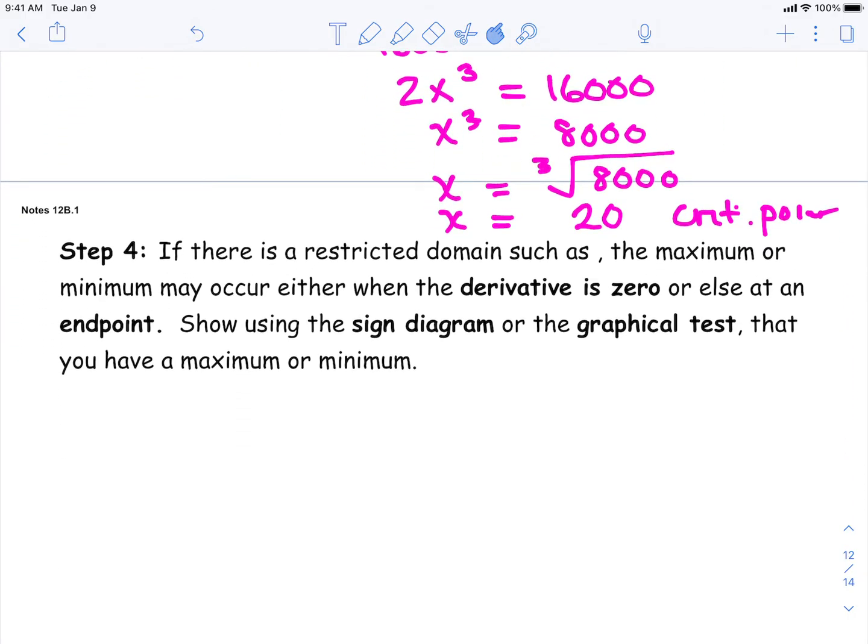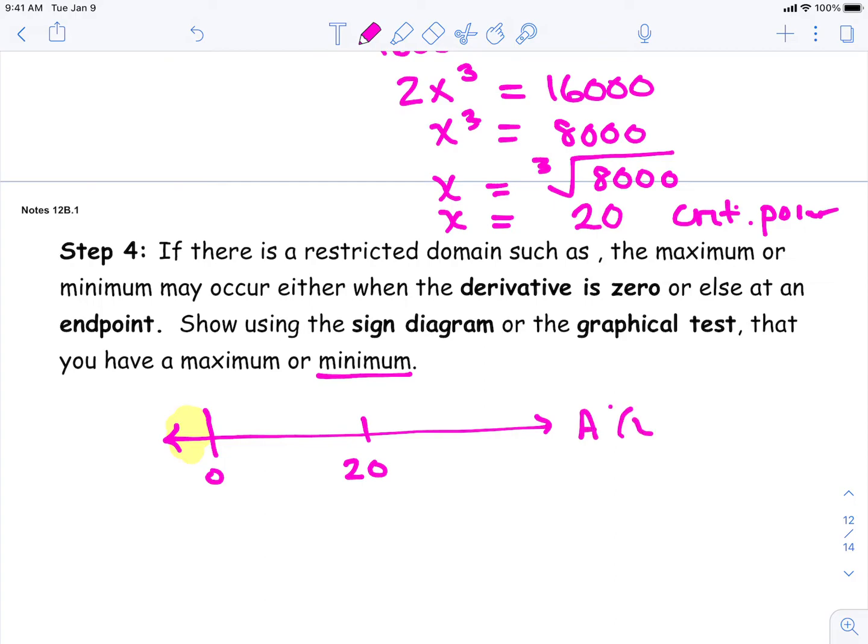Now, step 4 is to find out, using our sign diagram, if there is, in this case, a minimum. And that's what we want in this problem, a minimum. So on the bottom is 20. We don't want any numbers less than 0 because that would make it flat. And this is our derivative function. So we would test the derivative. So I'm just going to write the derivative function again.